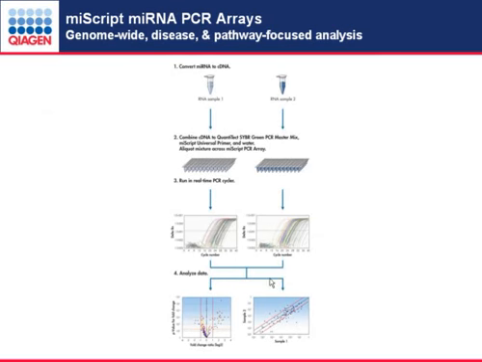With the microScript microRNA PCR arrays, you have a very robust, straightforward protocol. You simply convert your microRNA to cDNA, combine your cDNA with QuantiTect SYBR Green PCR master mix, and aliquot this across the microScript PCR array. You run this in your real-time PCR cycler, and you upload your raw CT values to our free data analysis tool that will automatically perform the delta-delta CT method of relative quantification and present your results in a variety of visual formats, such as scatter plots and volcano plots.